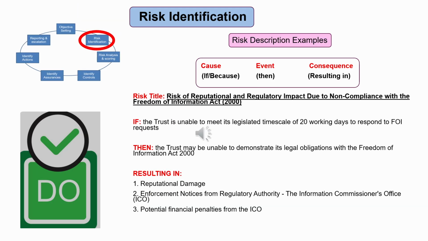The next risk example is entitled Risk of Reputational and Regulatory Impact Due to Non-Compliance with the Freedom of Information Act 2000, and the description reads, if the Trust is unable to meet its legislated timescale of 20 working days to respond to Freedom of Information requests, then the Trust may be unable to demonstrate its legal obligations within the Freedom of Information Act 2000, resulting in reputational damage, enforcement notices from the regulatory authority, and potential financial penalties from the ICO.